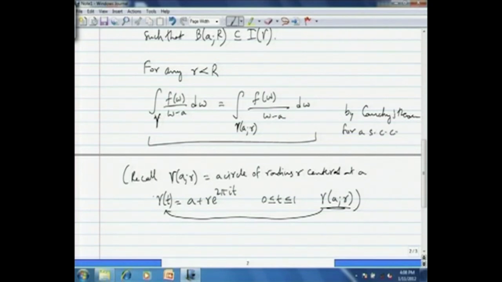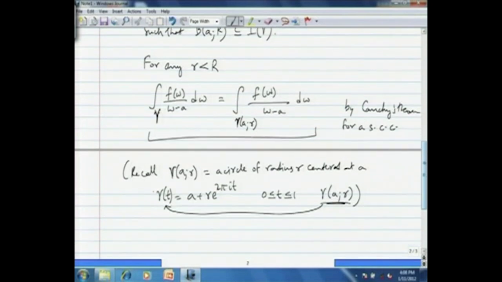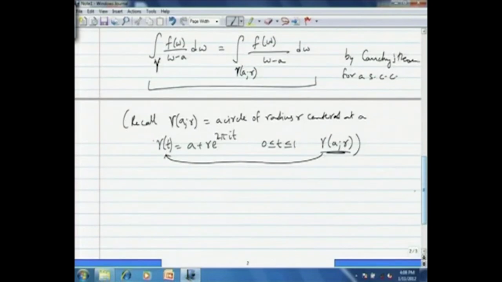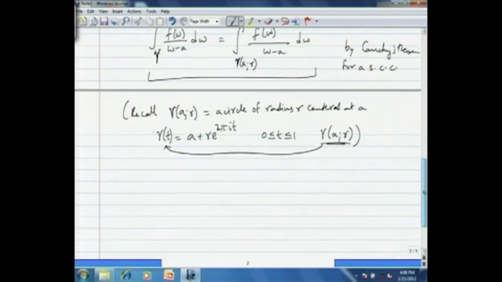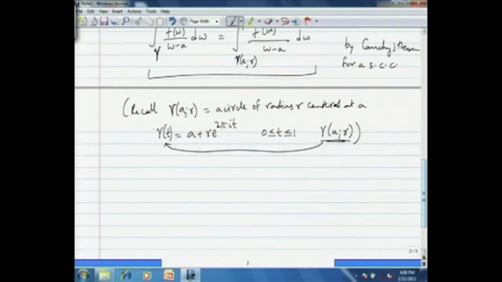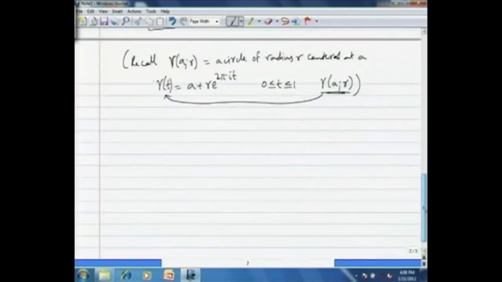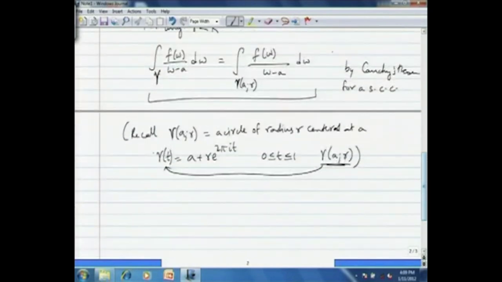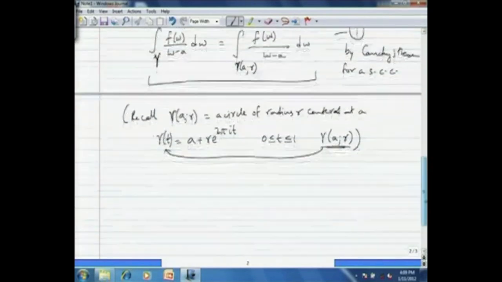For a simple closed contour, or more precisely, by the deformation theorem, which we call Cauchy's theorem for a simple closed contour. And then by that, we will preserve this equality, we will call this 1.